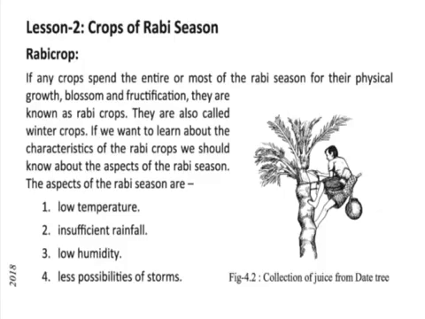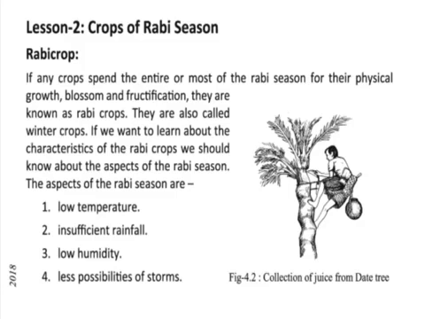That means any crops which last for the whole Rabi season for their physical growth, blossom and fructification are known as Rabi crops. They are also called winter crops, because they are sown in the winter and we can reap them in the time of winter. So they are also called winter crops.